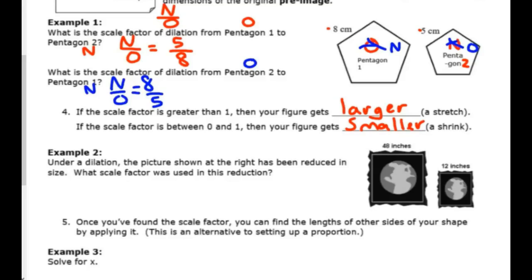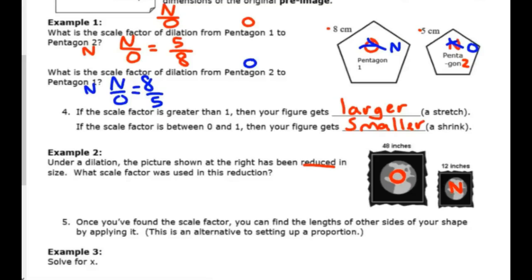So, example 2. Under a dilation, the picture shown at the right has been reduced in size. What scale factor was used in the reduction? Okay. So the picture was what? It says reduced. So which one of these is the original if it got reduced? Okay, the big one, 48 inches. So I'll put this is my original. So that means that this is my new one.